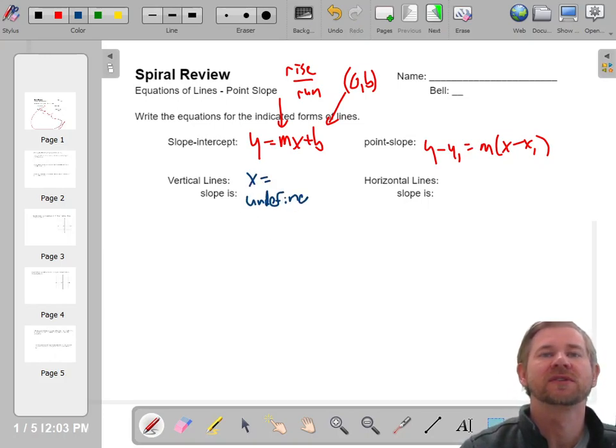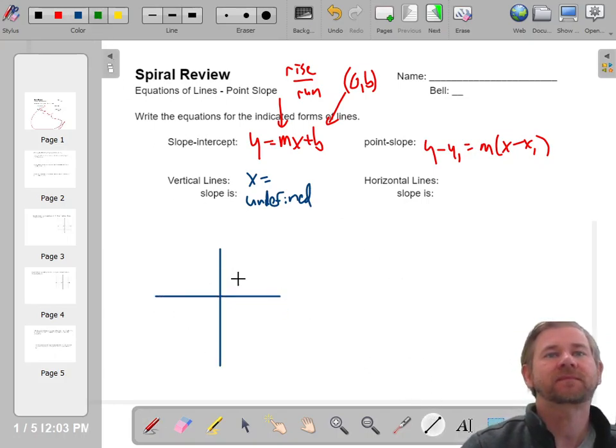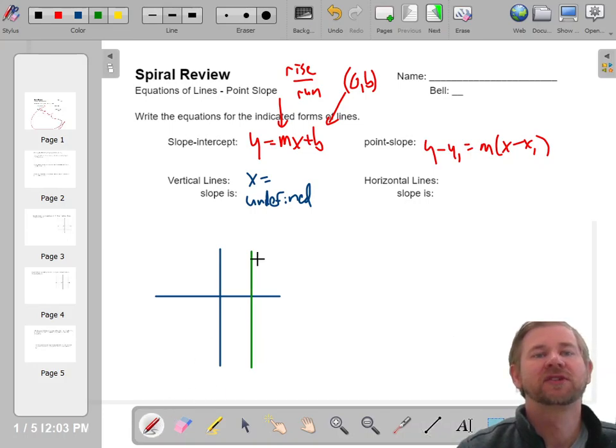It's x equals because if you think about a vertical line, if I pick 2 points on there, it'd be like (3, 1) and (3, negative 2). Guess what? X is always something, and this one it would be x equals 3.